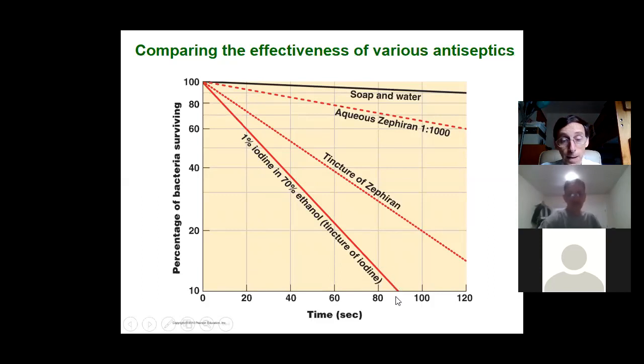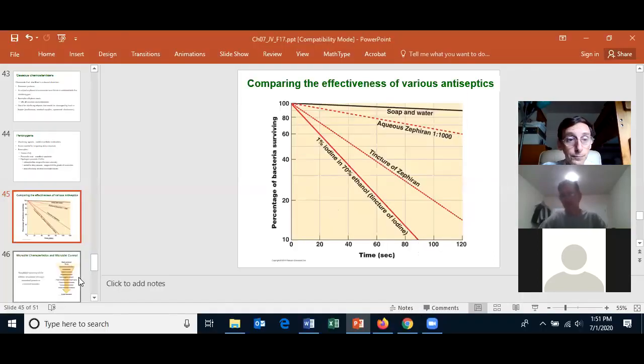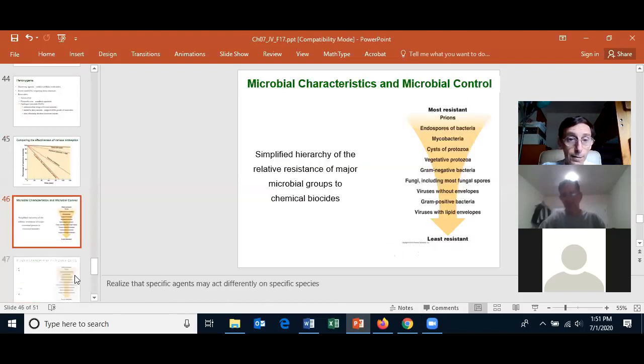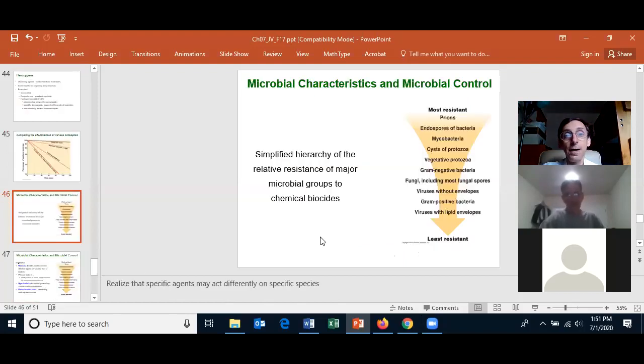Okay? And the good thing about tincture of iodine, when you treat the skin, that is active for a long period of time on the patient's skin. So generally, when they treat the skin of the patient, the iodine is on the patient for a long time, at least 10 minutes, before the patient goes into surgery. Okay? Any question about any of that? We are doing okay time-wise.